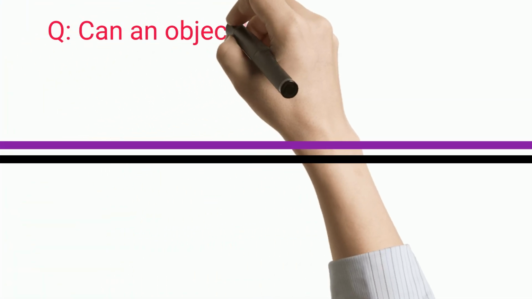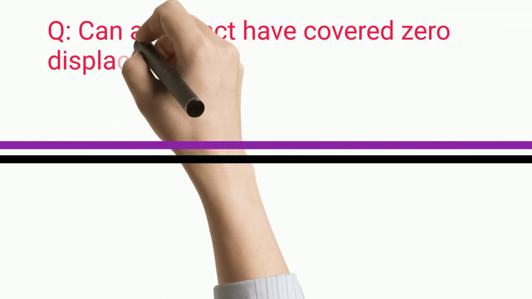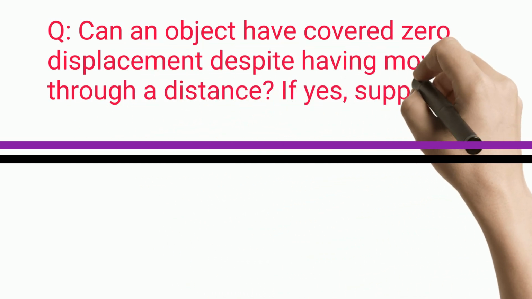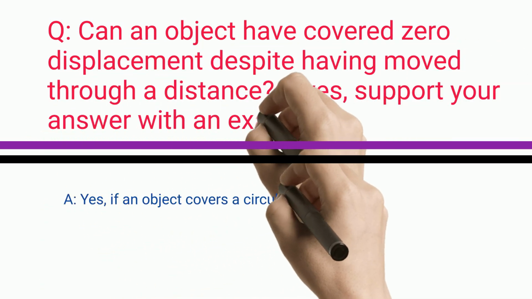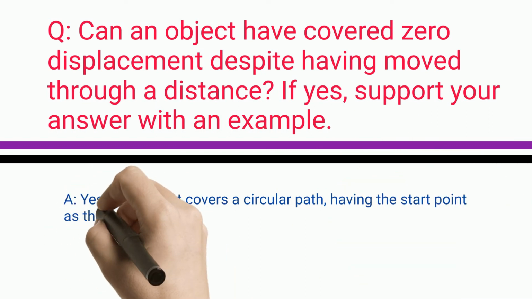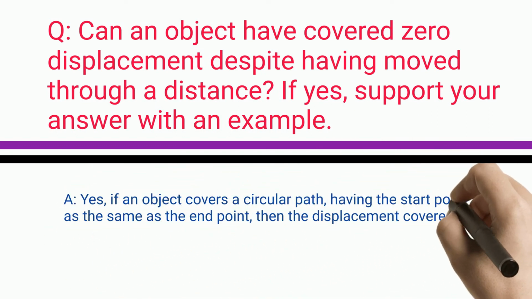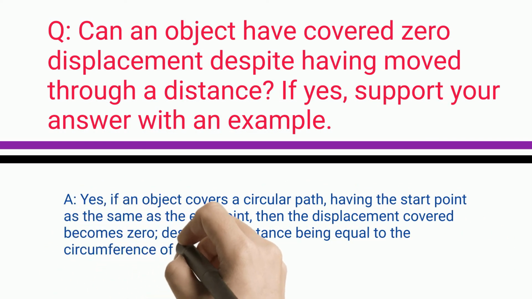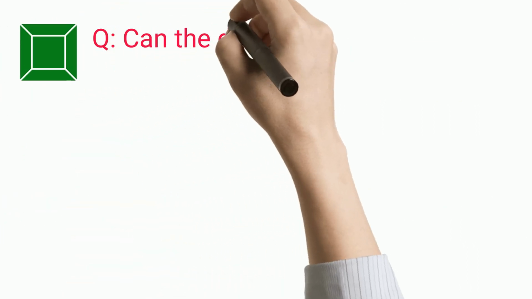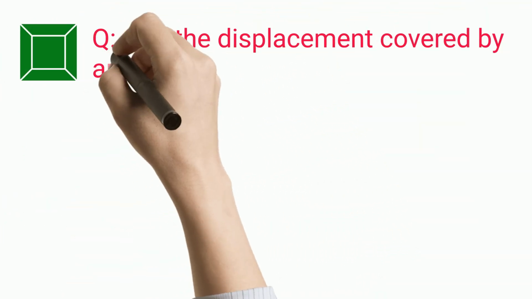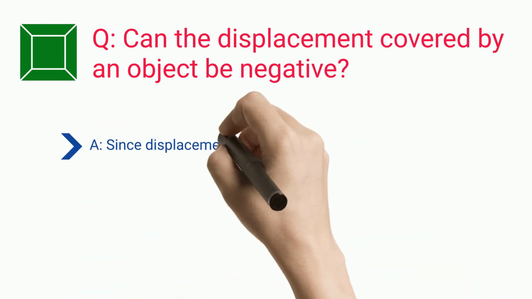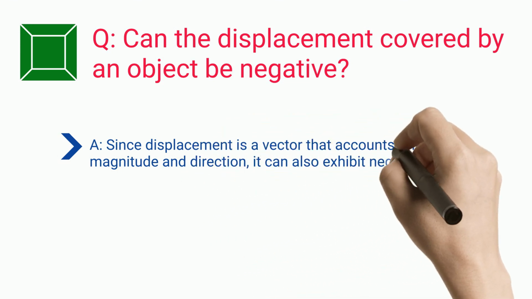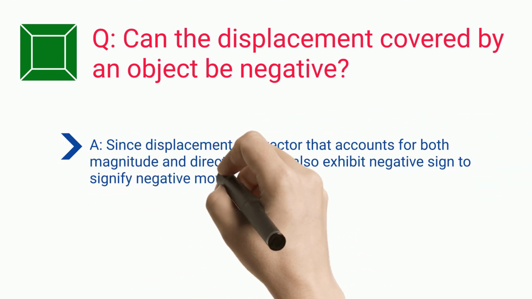Question: can an object have covered zero displacement despite having moved through a distance? If yes, support your answer with an example. A. Yes, if an object covers a circular path, having the start point as the same as the end point, then the displacement covered becomes zero, despite the distance being equal to the circumference of the circular path. Question: can the displacement covered by an object be negative? A. Since displacement is a vector that accounts for both magnitude and direction, it can also exhibit a negative sign to signify negative movement in the coordinate system.